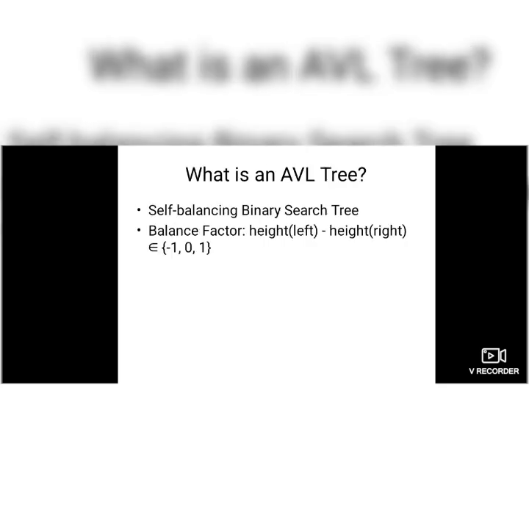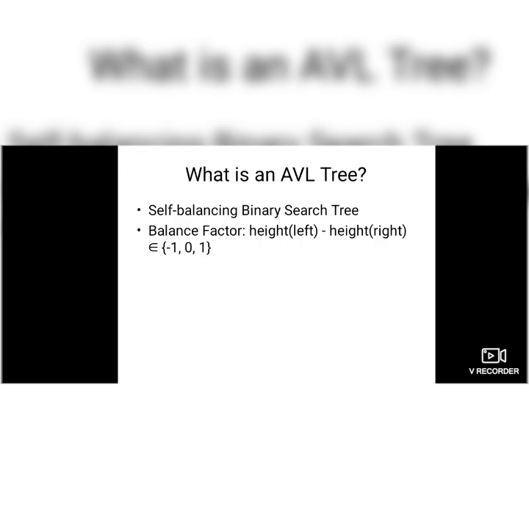So next, what is an AVL tree? First, what is AVL? AVL stands for Adelson-Velsky and Landis. It is named after its inventors. An AVL tree is a type of self-balancing tree. It is also a binary search tree where the difference in heights of the left and right subtrees, called the balance factor of any node, must be at most 1. It means it must be -1, 0 or 1. It is a balanced binary search tree.